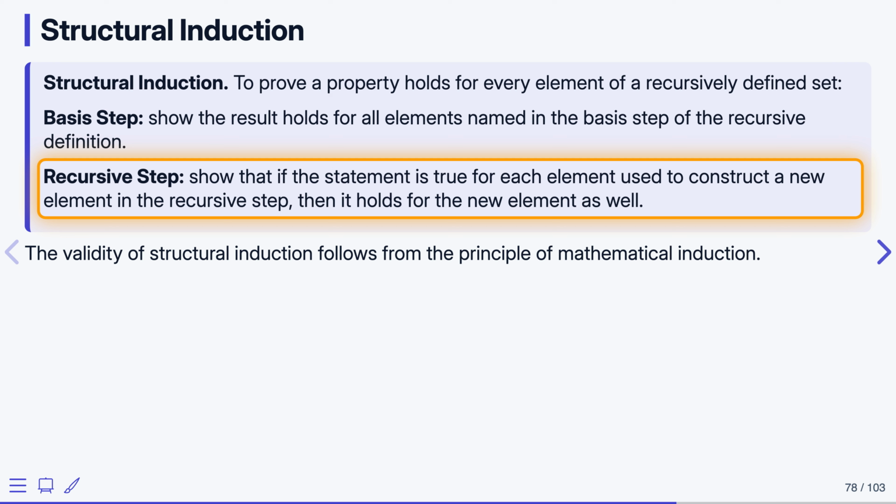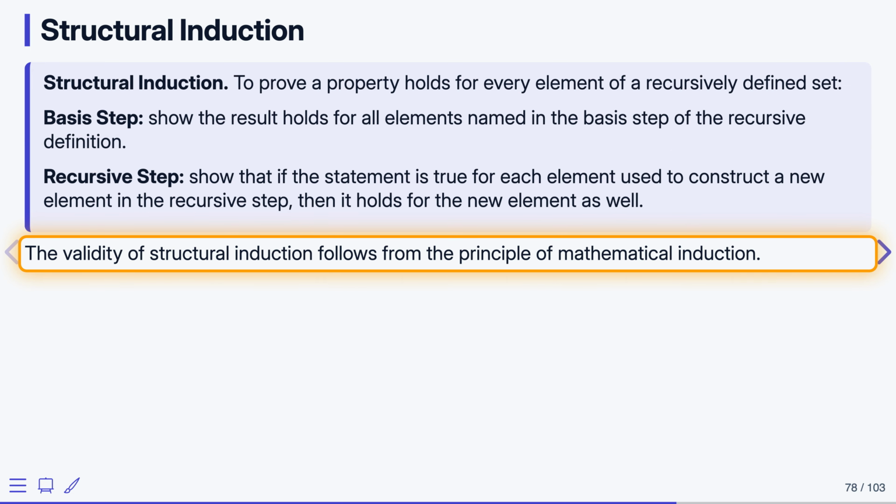We assume the property is true for each old piece. Then we show it stays true for the new element built from those pieces. If both steps work, the property holds for every element in the set. This works because structural induction follows from ordinary mathematical induction.